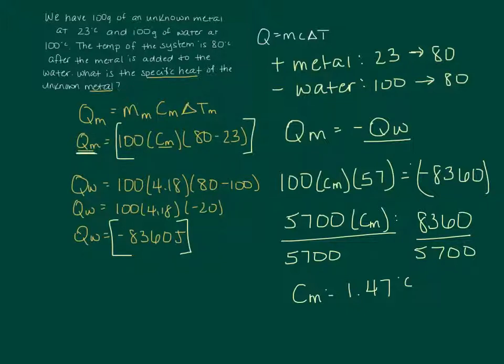So if you have a question where you have two different substances at two different temperatures being mixed together, you need to set their Q values equal to each other. Whichever one is losing the energy, whichever one's temperature is decreasing, is losing the energy, so its Q value is going to be negative. Whichever one is gaining the energy because its temperature is increasing is going to be a positive Q value.